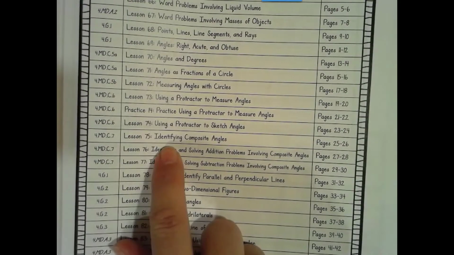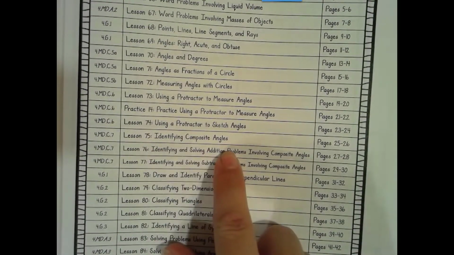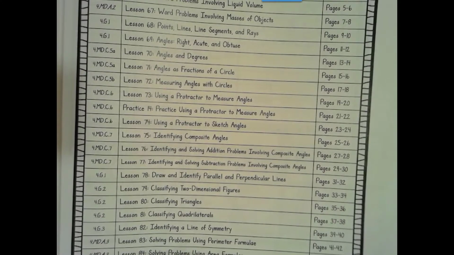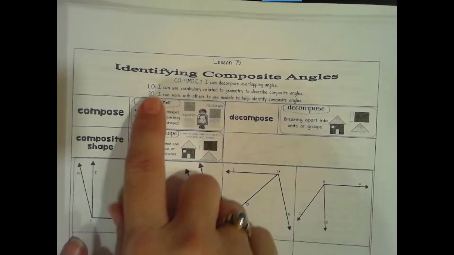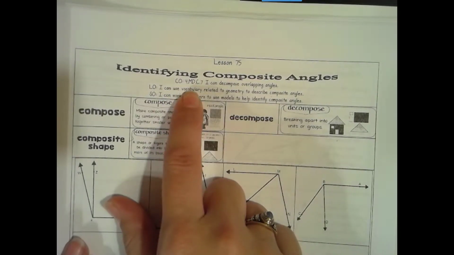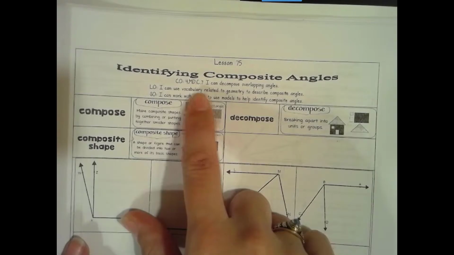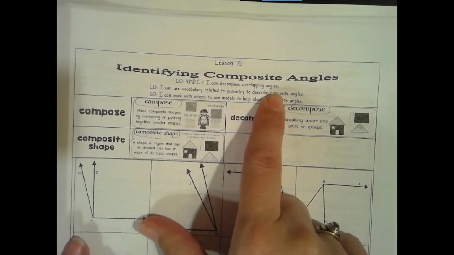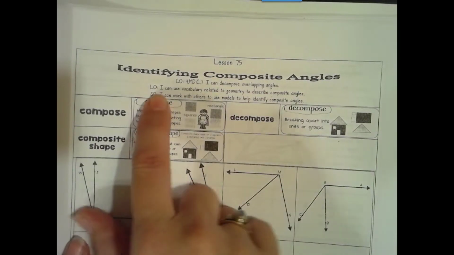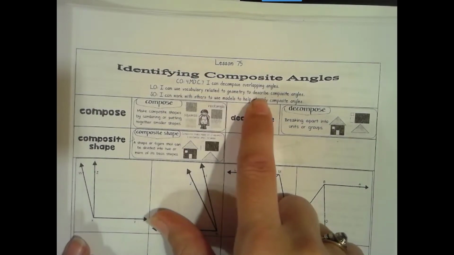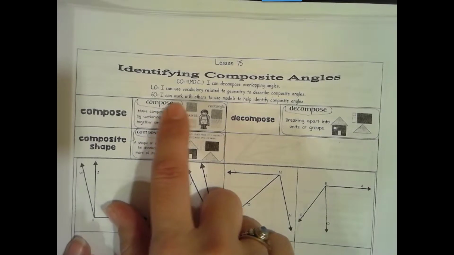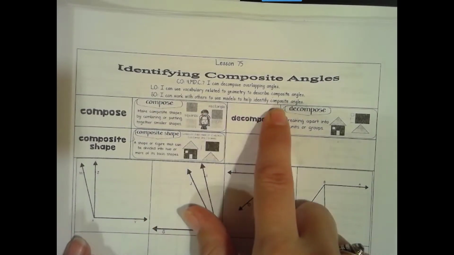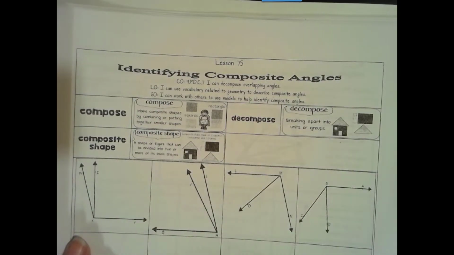Okay, lesson 75, identifying composite angles, pages 25 and 26. Our content objective for 4th grade MD measurement data C7: I can decompose overlapping angles. Language objective: I can use vocabulary related to geometry to describe composite angles. Social objective: I can work with others to use models to help identify composite angles.